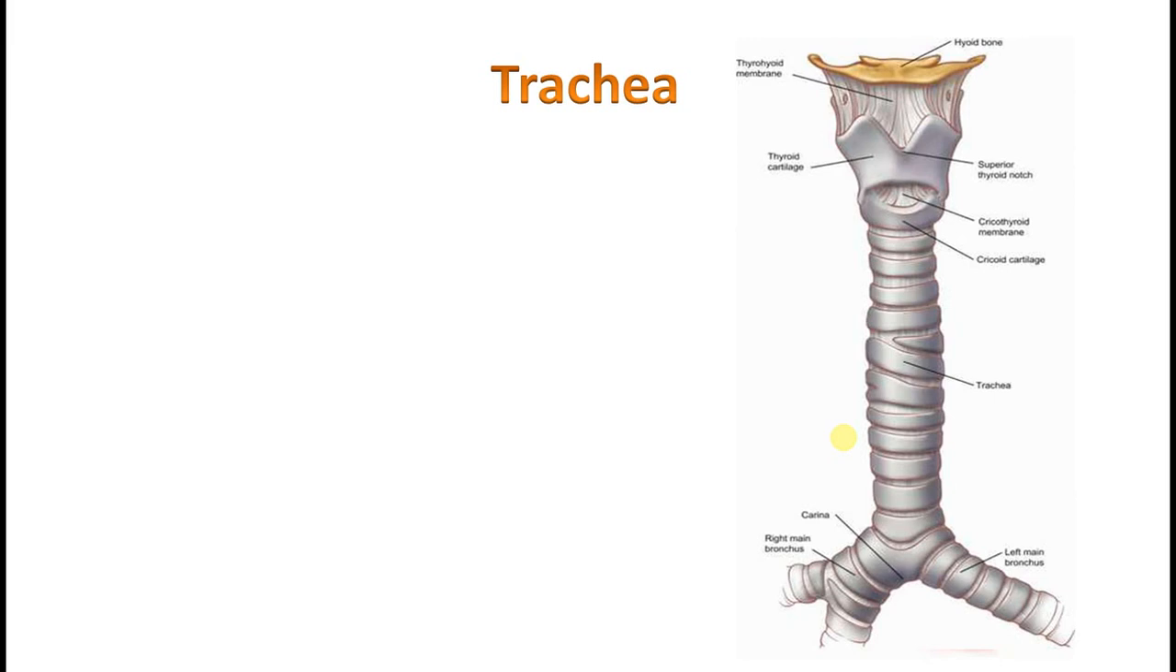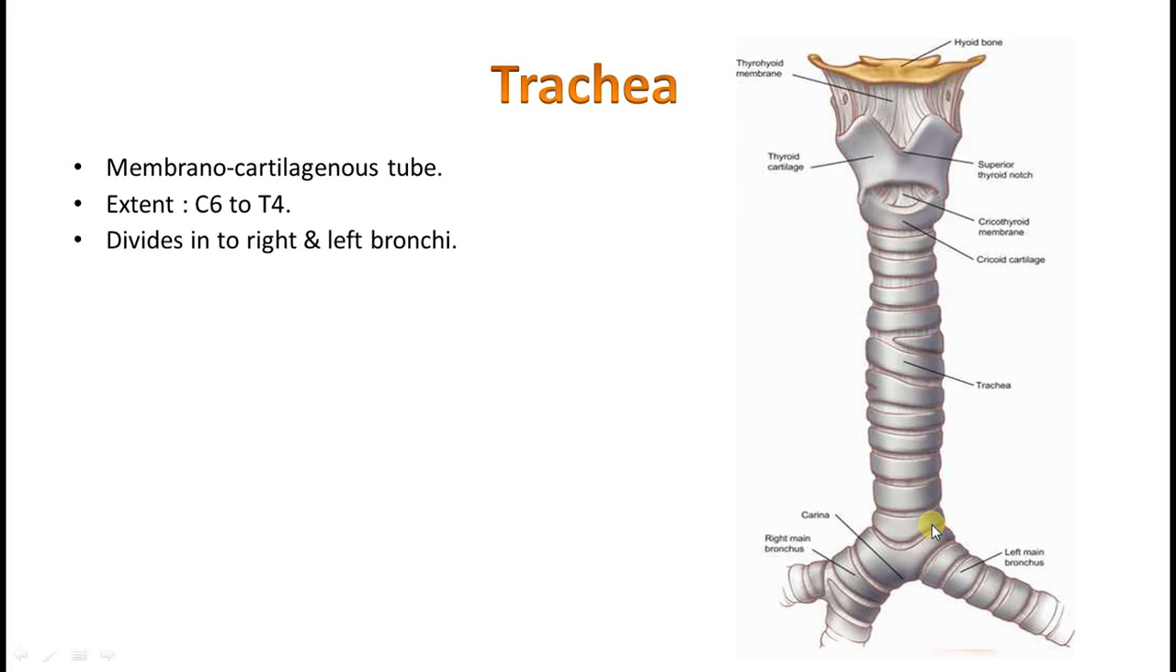Next, in short, about the trachea. It is a cartilaginous tube, posteriorly represented by membrane and trachealis muscle. It starts in the neck at the sixth cervical vertebra. C6 is the starting point for the trachea as well as the esophagus, and at the level of the fourth thoracic vertebra, it bifurcates into the right and left principal bronchus.